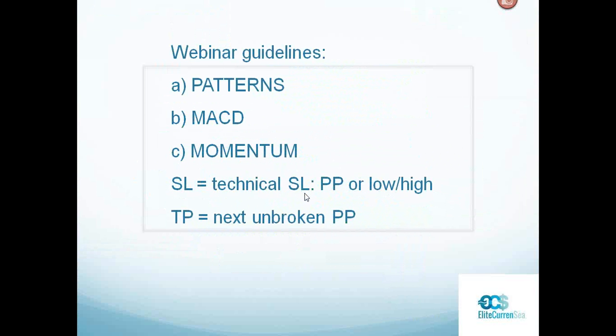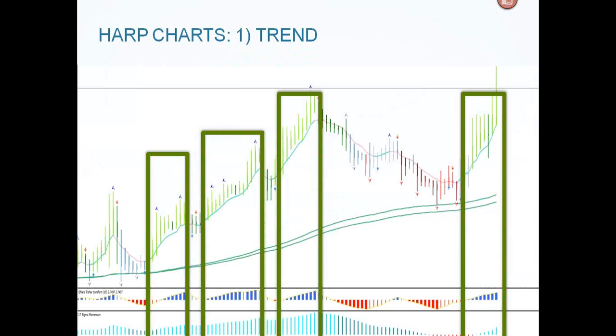All right, regarding the webinar today, the guidelines: we're looking at patterns, MACD, momentum. Stop loss is basically always the technical stop loss, a combination of pivot points with the high and low. And we're looking for the traditional TP, which is the next unbroken pivot point.